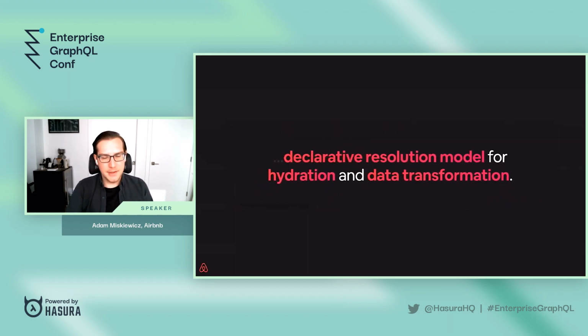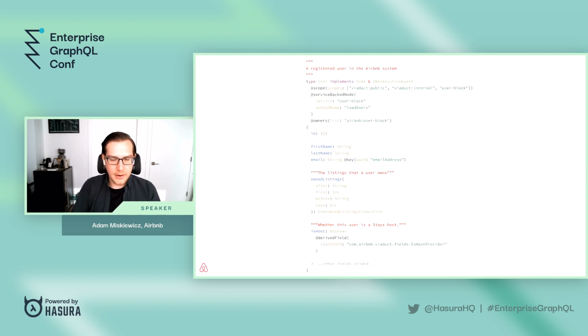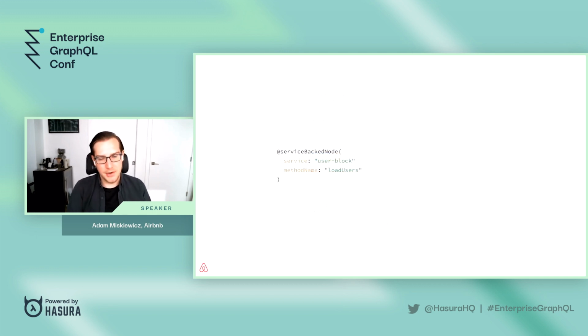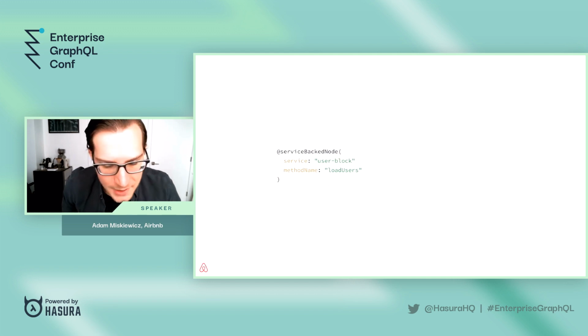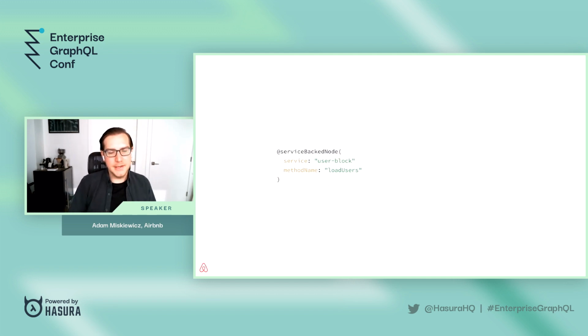So continuing with the consolidated schema concept, let's talk a bit more about the declarative resolution model for hydration and data transformation in Viaduct. Looking at our schema again, now let's take a closer look at this directive, serviceBackedNode. We built in this concept of node-based data loading as a key concept of how you add data to the Viaduct platform. Basically, everything in the Viaduct schema is a node or an edge, and we provide the tools in Viaduct to help our service graph conform to this model.